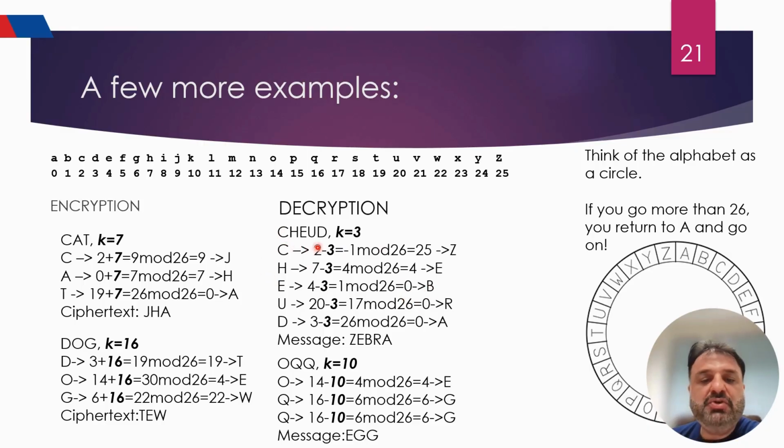CHEUD is a ciphertext with the key 3. So C is 2 minus 3, we call it minus 1, mod 26, we call it 25, and this is Z. And then H is 7 minus 3, we call 4, 4 is E, ZE. And then E is 4 minus 3, 1 is B, ZEB. U is 20 minus 3, 17 is R, and D, 3 minus 3 is 0, A. So the plain text message is zebra, and the ciphertext was CHEUD.